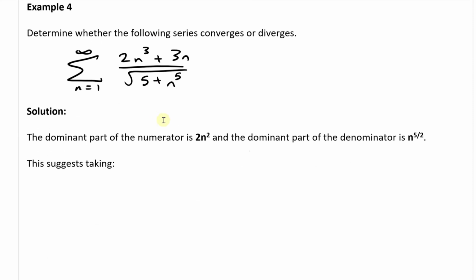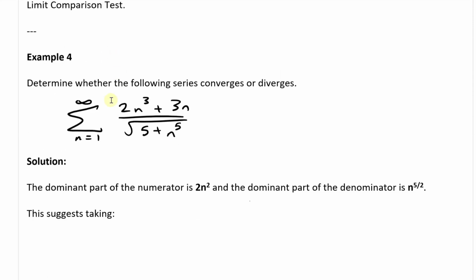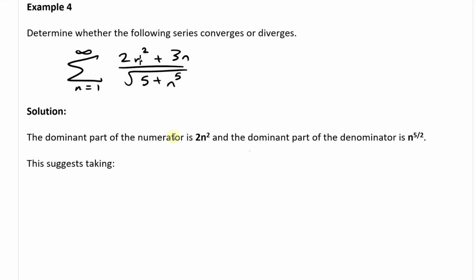So let's look further at example 4, and this states, determine whether the following series converges or diverges. We're given here the summation from n equals 1 to infinity of 2 times n squared plus 3n, divided by the square root of 5 plus n to the power of 5, like that. Actually, we're dealing with n squared, not n cubed there. So let's look further here.